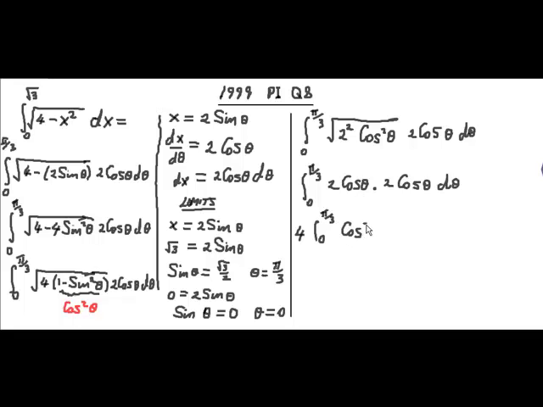And now we're back to a formula that's in the tables. So when you come across this in an integration question, whenever you come across cos squared or sine squared, the even powers of cos and sine, you have to use a formula from the tables, and the formula is the following: 4 integral between 0 and pi over 3 of a half into 1 plus cos 2 theta d theta.